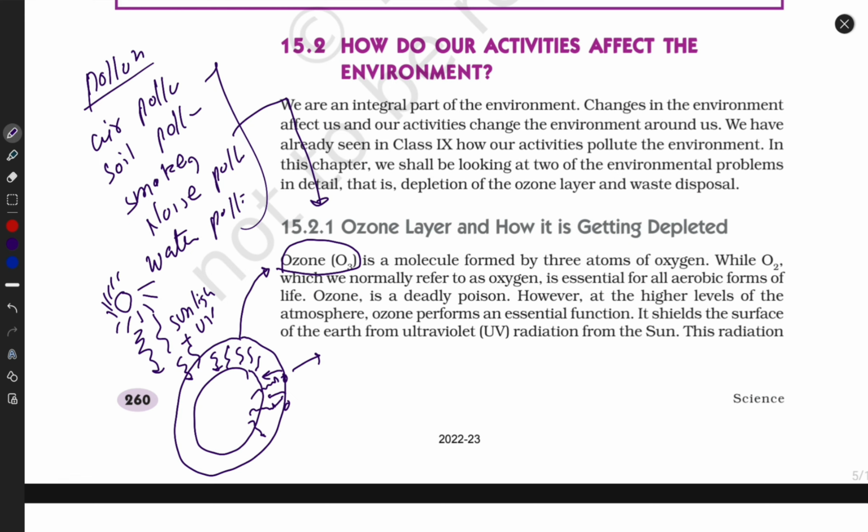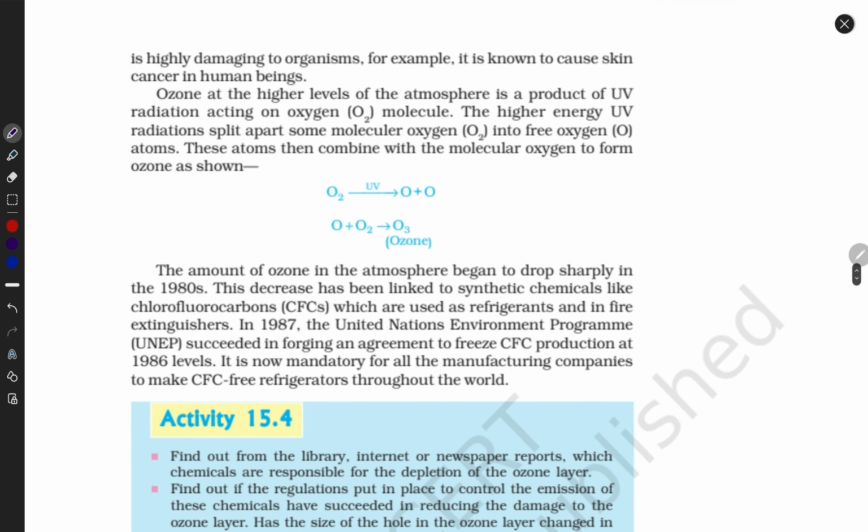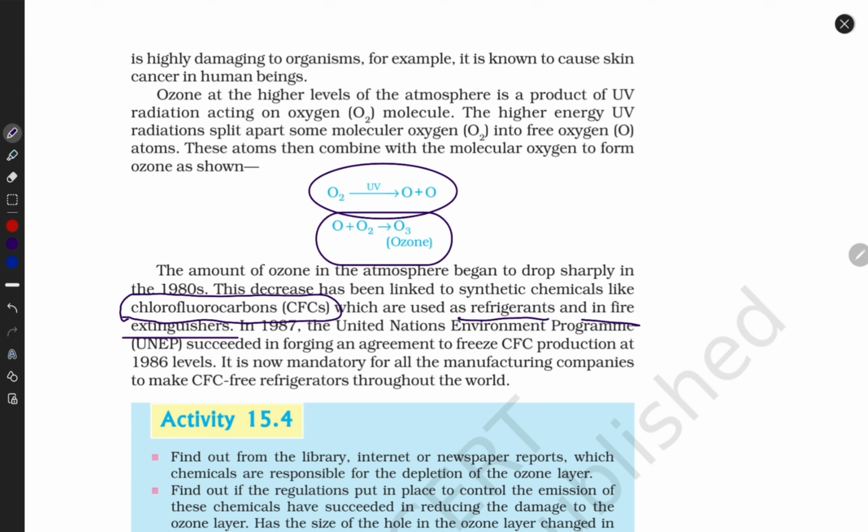Some natural factors and some artificial factors contribute to ozone layer depletion. How does ozone form? By the oxygen molecule. Who is responsible for the highest depletion of the ozone layer? The name goes to chlorofluorocarbon. This is released from AC, refrigerators, fire extinguishers. They release lots of CFC, and CFC released into our atmosphere damages the ozone layer.